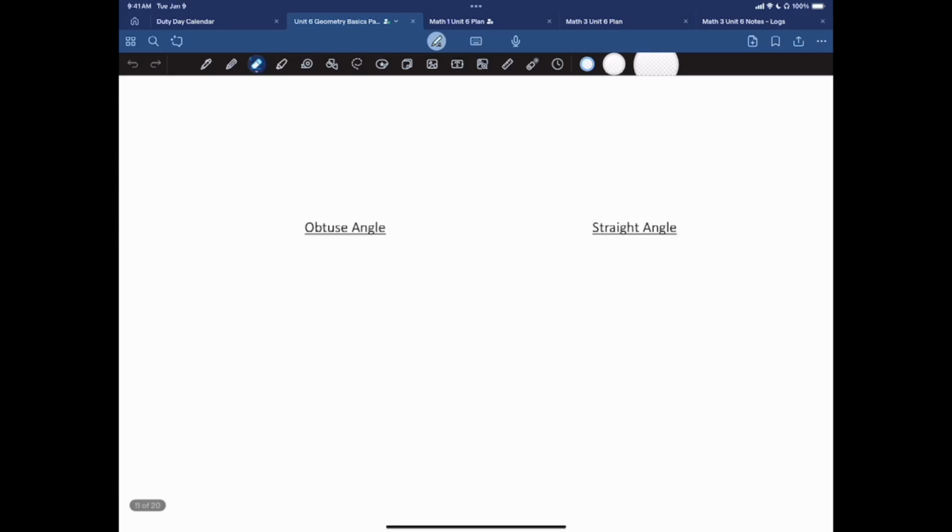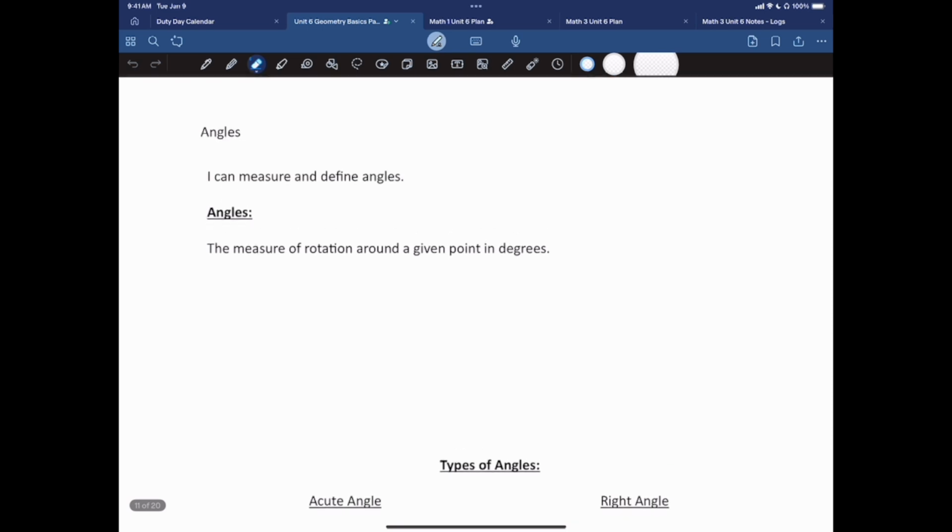Okay, this is going to be lesson 5 for Math 1. We're going to be talking about angles. So first we need to define what an angle is. All an angle is, is the measure of a rotation around a given point in degrees.